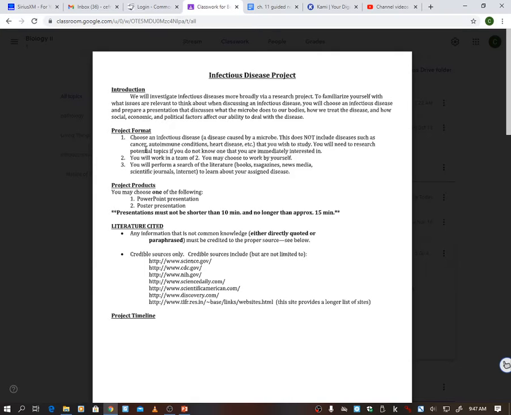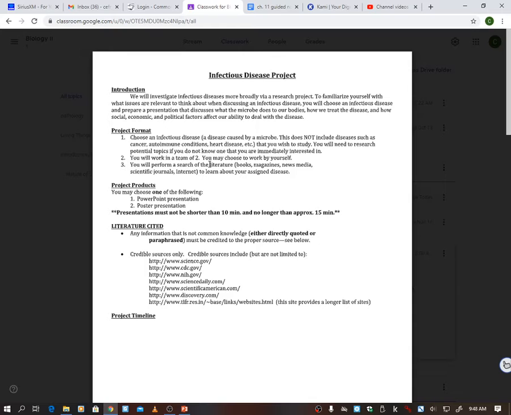So the project format: you're going to choose an infectious disease, and that's what I really want you guys to focus on today, a disease caused by a microbe. This does not include diseases such as cancer or autoimmune conditions. I know there are some viruses that can cause cancers, but you can't pick cancer because cancer you cannot catch. I cannot catch cancer. If I saw somebody with skin cancer, I can't go catch skin cancer from them. All right, autoimmune conditions, those you cannot catch.